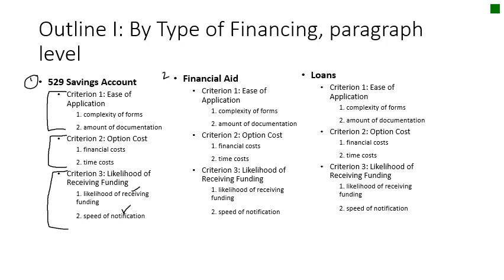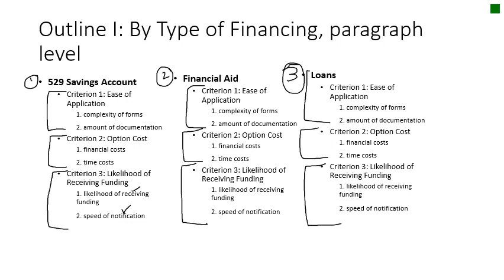Then I'm going to move on to my second solution, which was getting financial aid. And again, the same layout: Criterion 1, Criterion 2, Criterion 3, and so forth and so on. I would go through every solution I have and organize things the same way. And if you're not generally a person who writes with outlines, this would be one time to do it, so that you make sure that you're comparing all of your solutions in the exact same way.